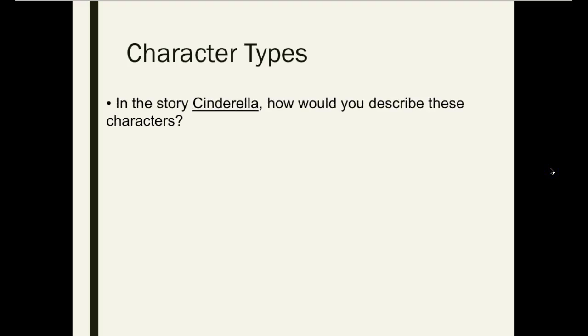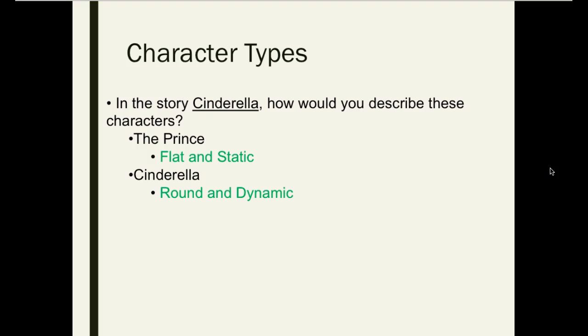So think about the story Cinderella. How would you describe these characters? The prince, he's pretty flat and static. He's there, he's a prince, but we don't know much beyond that. But then we have Cinderella. She's round and dynamic. She's developed out and she undergoes a significant change throughout the course of the story. The evil stepmother, she's pretty flat and static too. She's there for the stereotype of evil stepmother, and she just simply remains the same throughout and doesn't evolve.